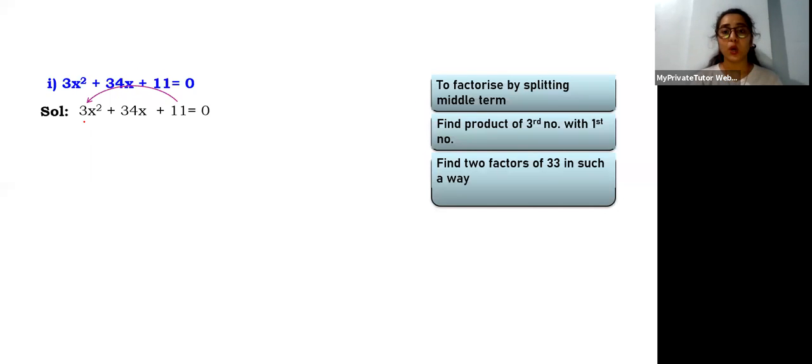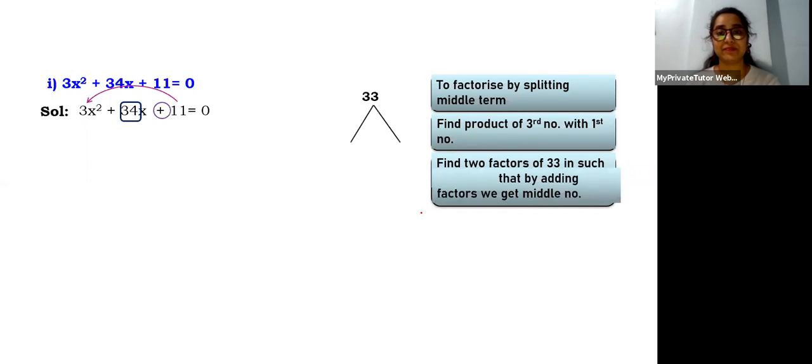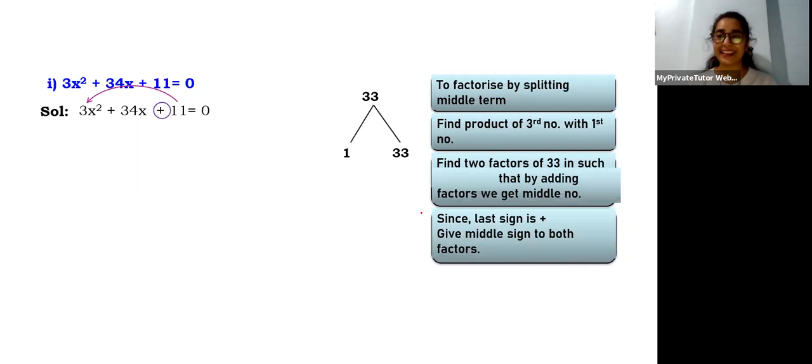33 and 1. Okay, Arnav has told us 33 and 1. Let's check if it's correct or not. Wow, correct. So Arnav is totally correct. So the numbers are 33 and 1. So 33 and 1 are the two factors that we'll be using, and both of them will be positive because you can see that throughout the equation only positive terms are present. Okay, so in place of 34x we'll be putting x plus 33x.